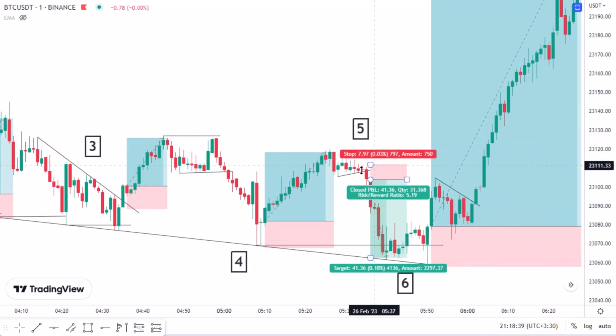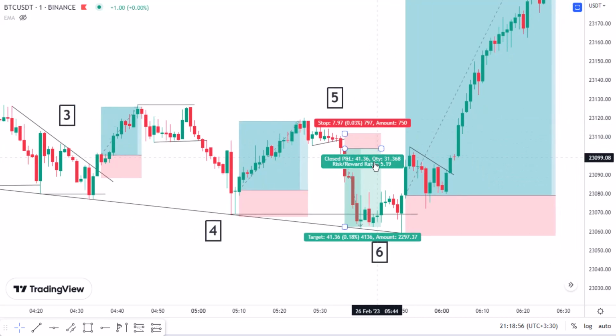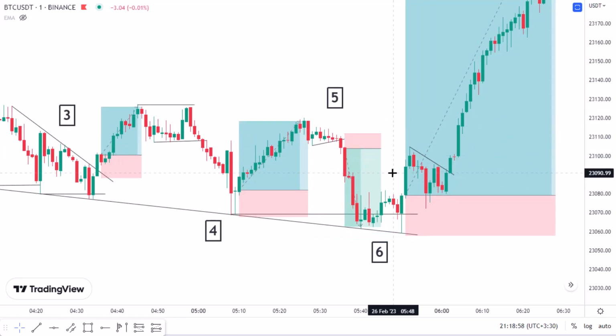On the trade 5, we have this compression where the price touched this trend line something like 4 times and broke it with this candle. We enter the sell position here on body close, put our stop loss above that, look for RR2, which gives us something around 5.